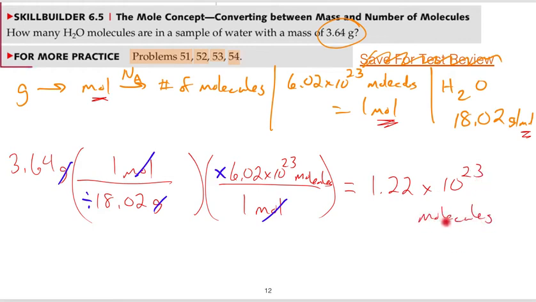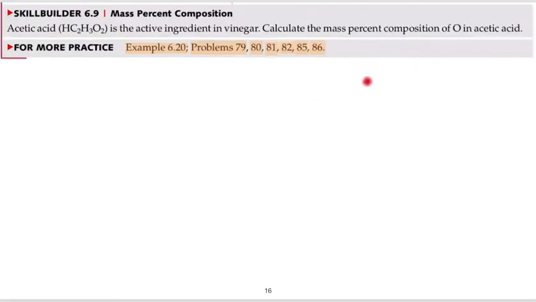and that's it. Let me do one more thing with molar masses, and that's a percent composition calculation. So acetic acid, molecular formula is given, and we want to know the percent of oxygen in this particular sample. And we see there's 2 oxygen atoms there.